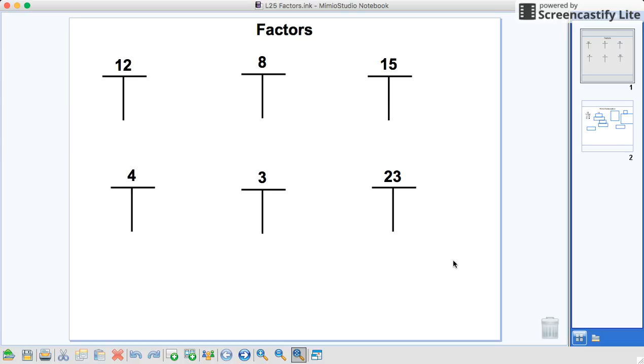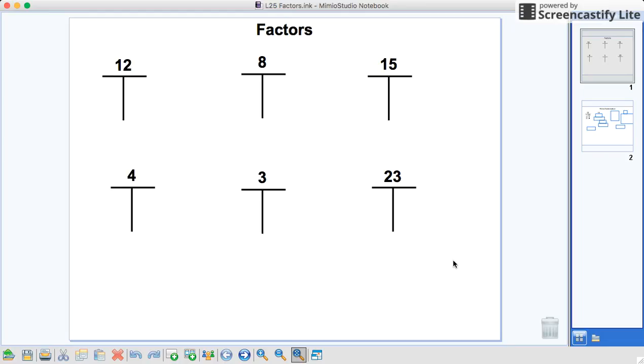Tonight we're going to talk to you about factors. And as you guys recall, we have been doing factors with our morning calendar math. So this is going to be kind of a review for us. Let's start off with this first one over here, 12.